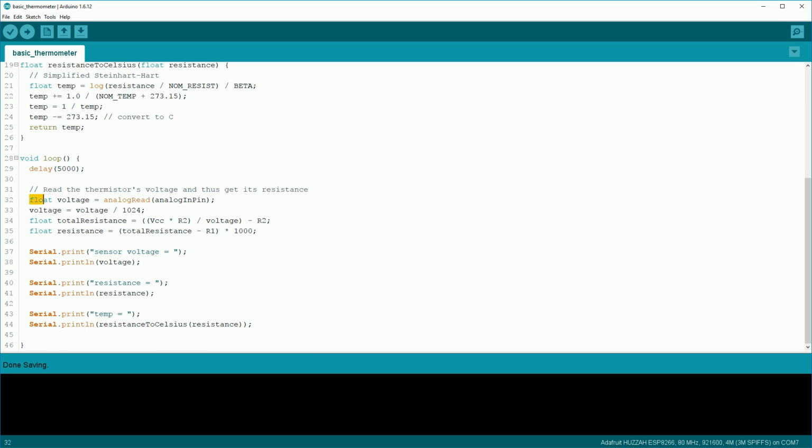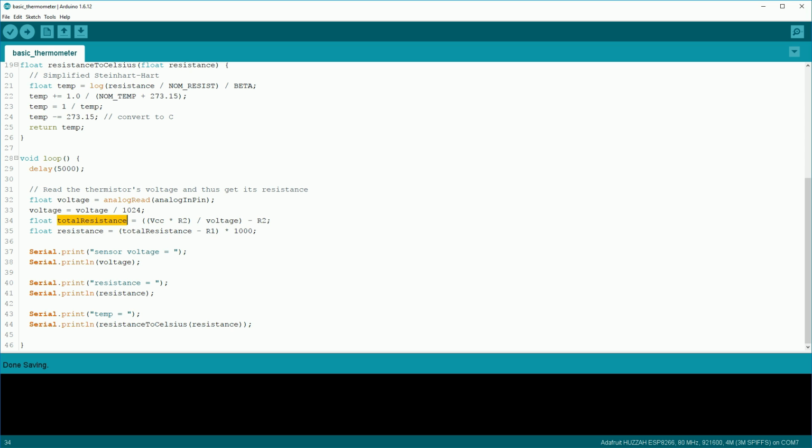Here we see we read the voltage from the analog pin. Now the analog pin reads 0 to 1 volts, but it turns that into a number between 0 and 1023. So we divide it back down again to a float in the right range, 0 to 1. We have our voltage, we've taken the equation for a voltage divider and inverted it. So we can put in both the voltage supplied, the fixed resistance value, and the voltage measured, and get out the total resistance of the top side.